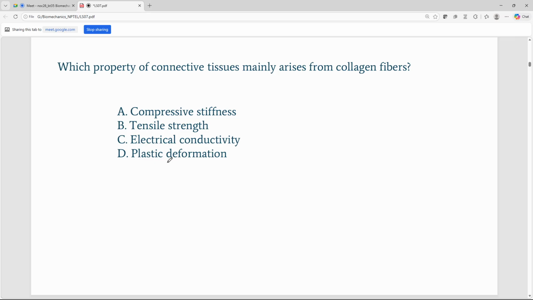Next question. Which property of the connective tissue mainly arises from collagen fibers? Options are option A, compressive stiffness, option B, tensile strength, option C, electrical conductivity, option D, plastic deformation. This property of the connective tissues mainly arises from the collagen fibers. An easy question.